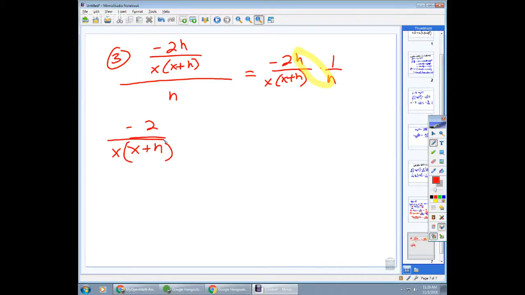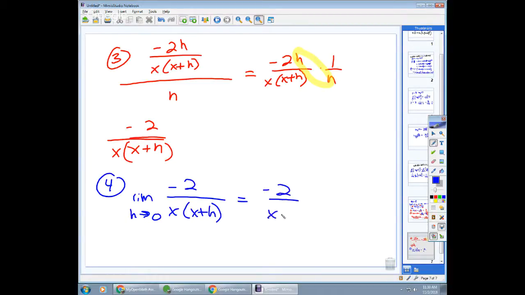Now, finally, for step 4, I can take the limit. On the test, I would very much appreciate it if you would write the limit as h goes to 0, stating what you're taking the limit of, and let h go to 0, which we can more concisely write as negative 2 over x squared. That would be the final thing to type in.